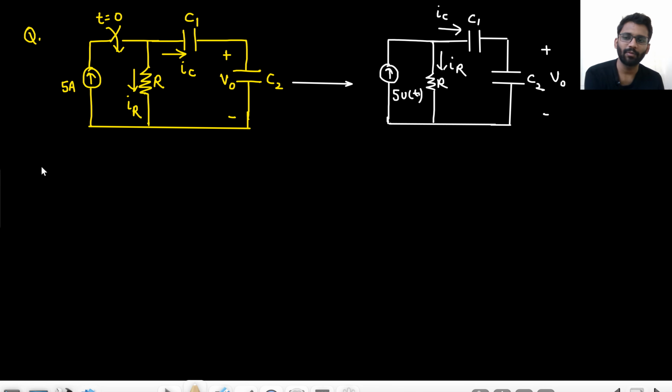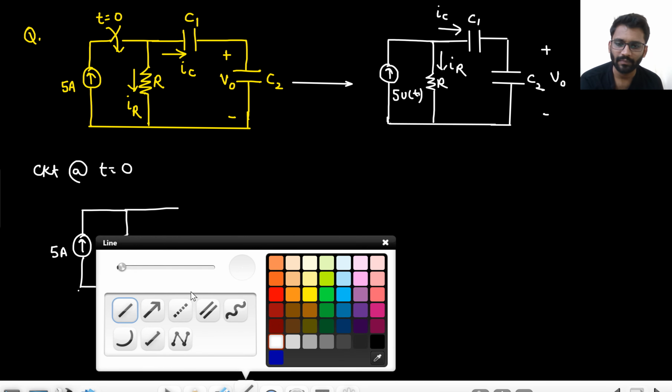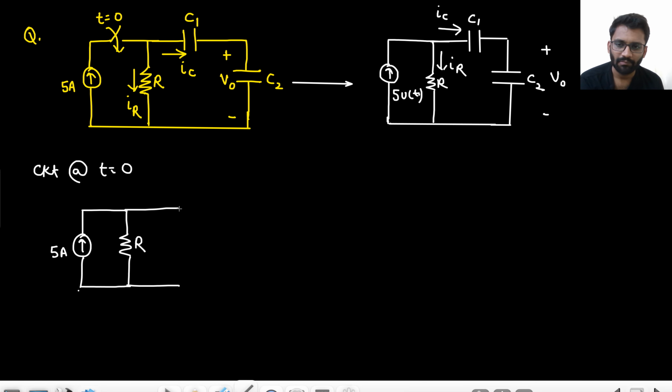So now tell me, what will be the circuit at t equals to 0? This is a 5 ampere current source. This is a resistance R, right? This complete circuit will be shorted.